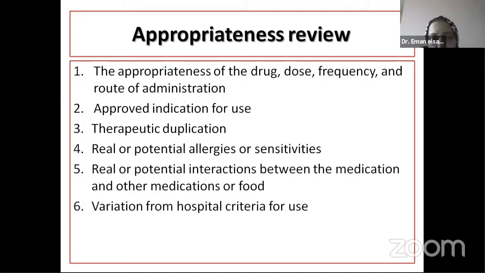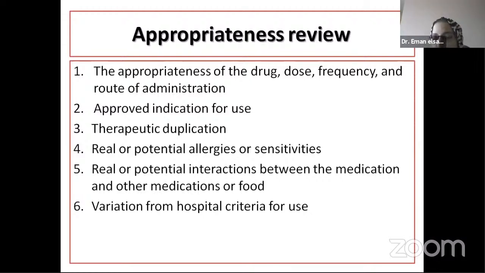Then variation from hospital criteria for use, and this is an important issue that may not be known by some pharmacists. Every hospital or healthcare organization has a policy for using medication. If there is a policy for one medication to be used for a certain indication, and the indication for the medication is different from the hospital criteria, it should not be dispensed, or at least communication with the physician should be started.